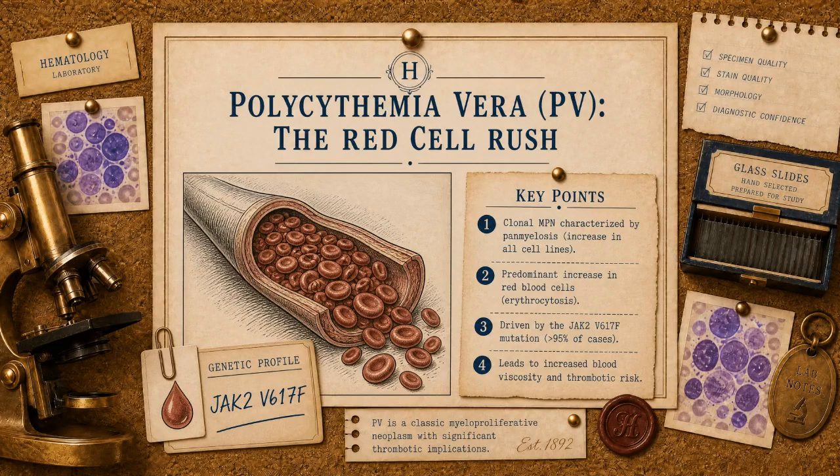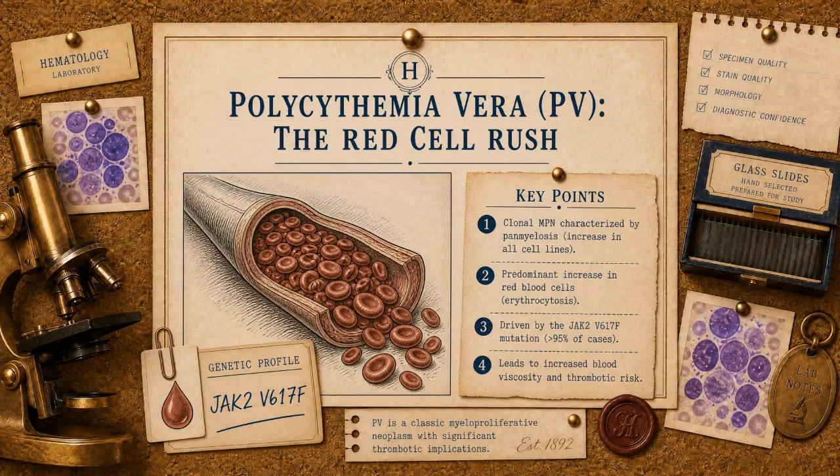While the red cells definitely steal the show, it's important to remember that PV is still a myeloproliferative neoplasm. This means that while erythrocytosis is the most prominent feature, there's often a proliferation of all three myeloid cell lines in the bone marrow, a phenomenon we call panmyelosis. So, you might also see increased granulocytes and megakaryocytes, but the red cell increase is the defining characteristic. Now, what's the genetic culprit behind this red cell overproduction?